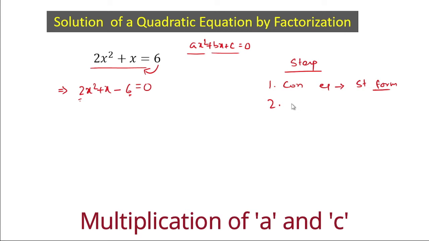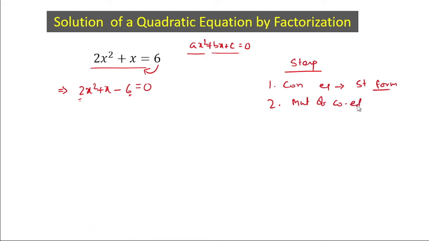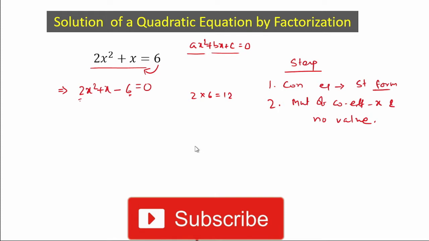The second step will be the multiplication of the coefficients of x square and the number value, meaning a and c. So we'll multiply 2 and 6, that is 12.